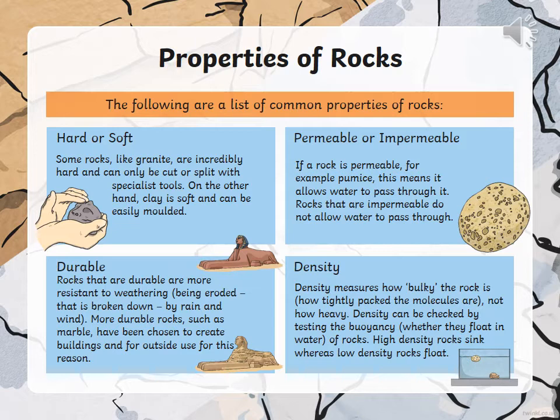The next section is durable. Rocks that are durable are more resistant to weathering. So we use the word erosion or eroded. So it's broken down by rain and wind. More durable rocks, such as marble, have been chosen to create buildings and for outside use just for this reason, so it will not get eroded.